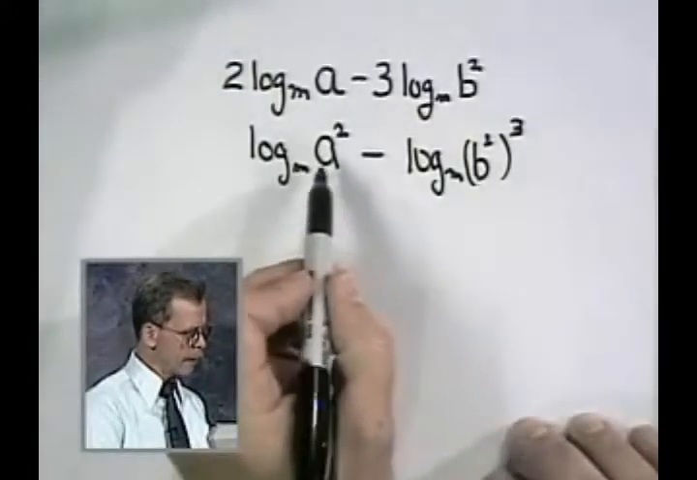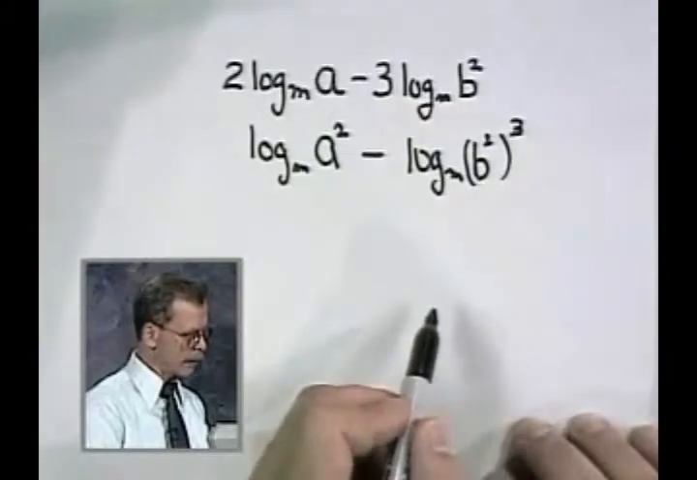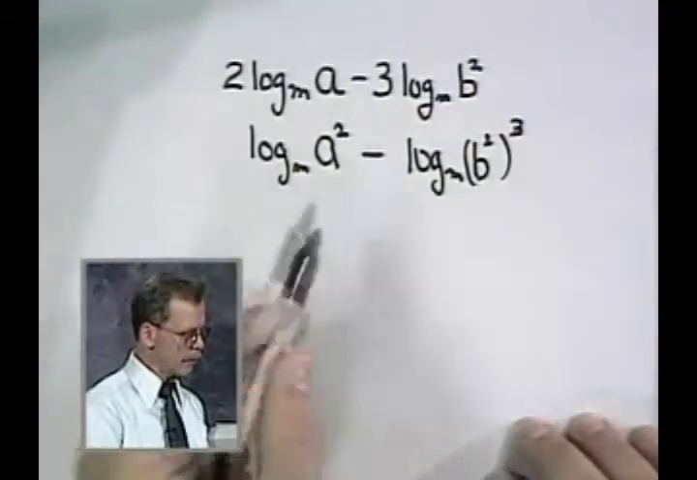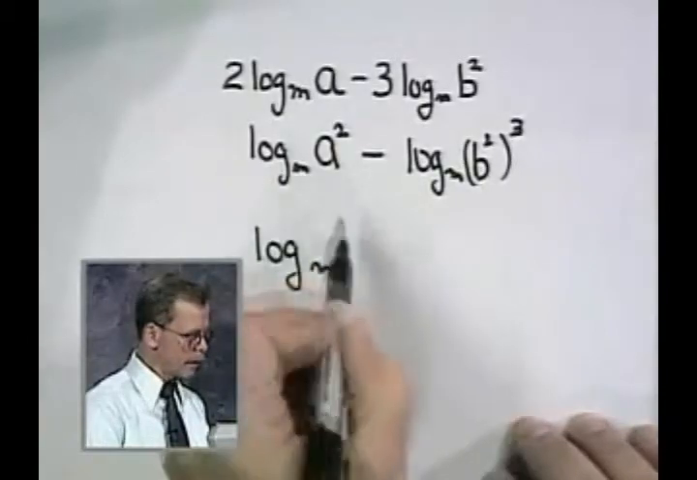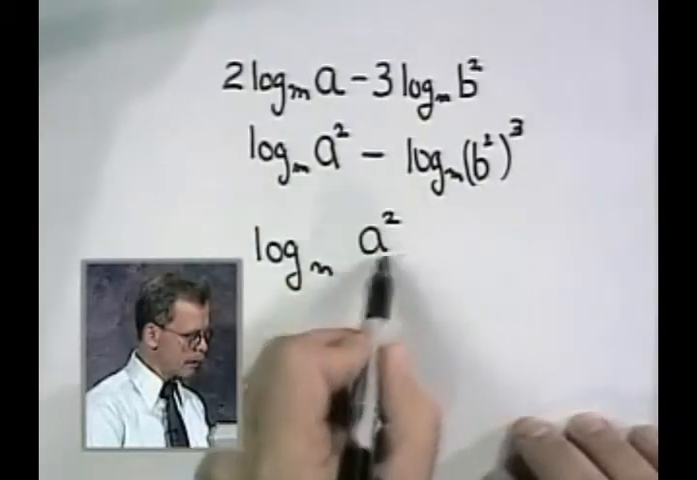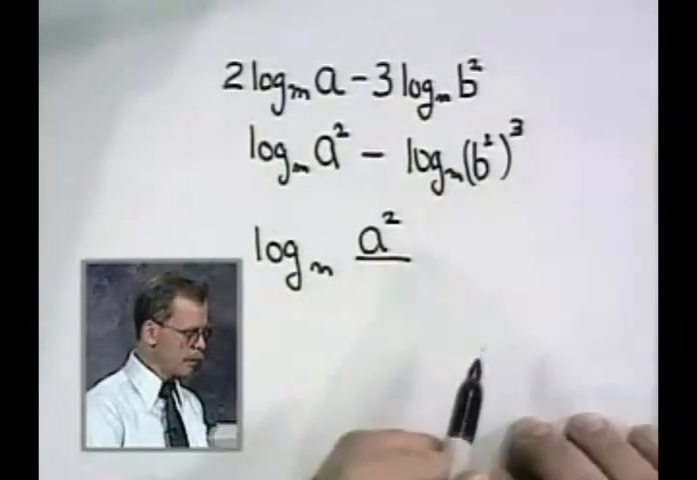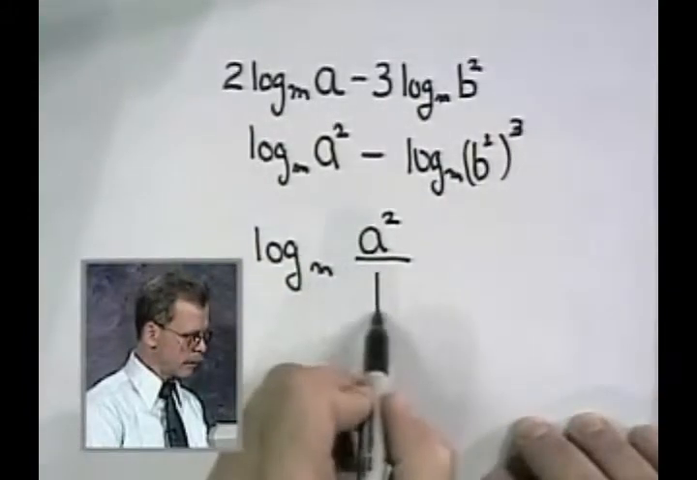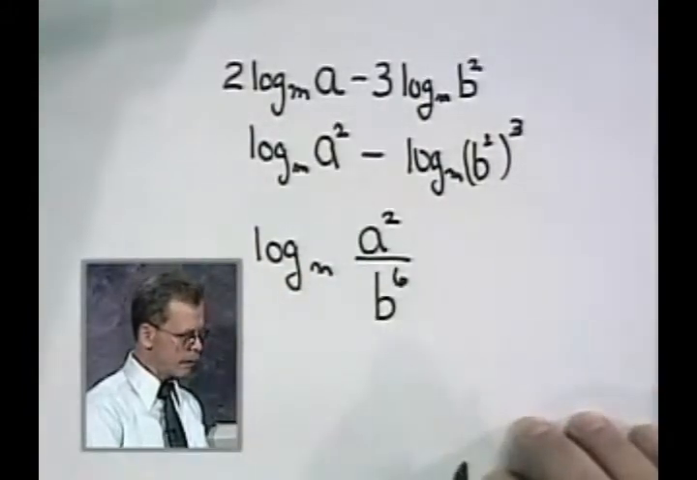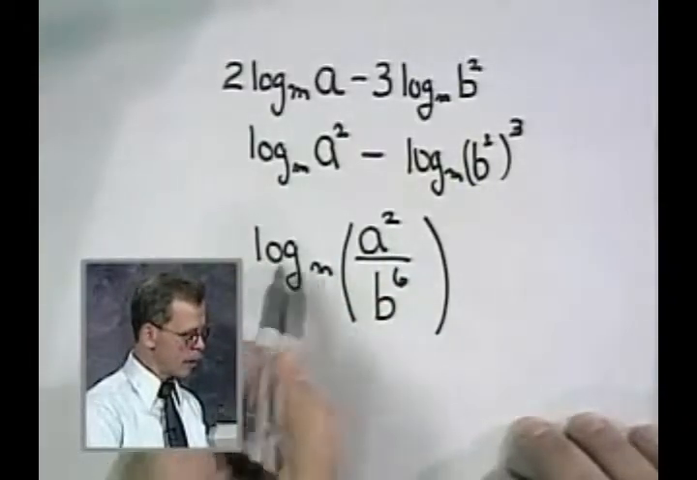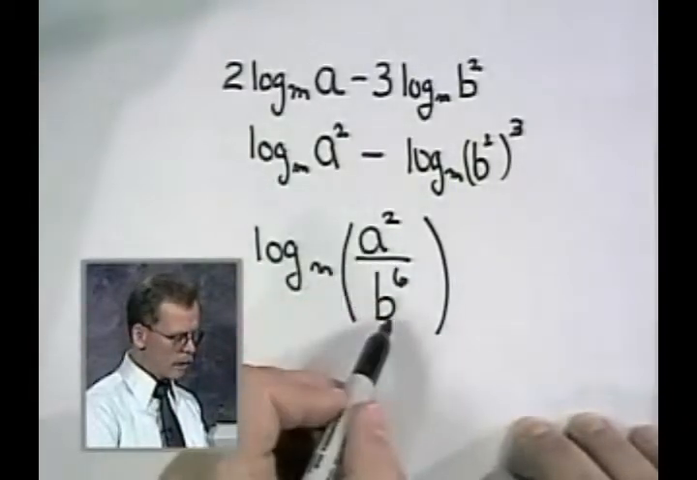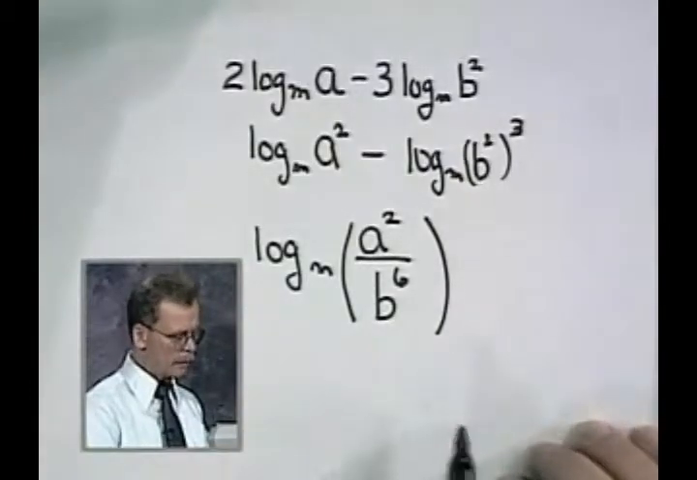Now we know that we have 2 logarithms subtracted, and when we're subtracting logarithms, that means we're dividing the numbers. Log base m of a squared is the numerator, and b squared cubed is b to the 6th power, and so we end up with b to the 6th in the denominator. Our final solution then is log base m of a squared over b to the 6th, and we're done.